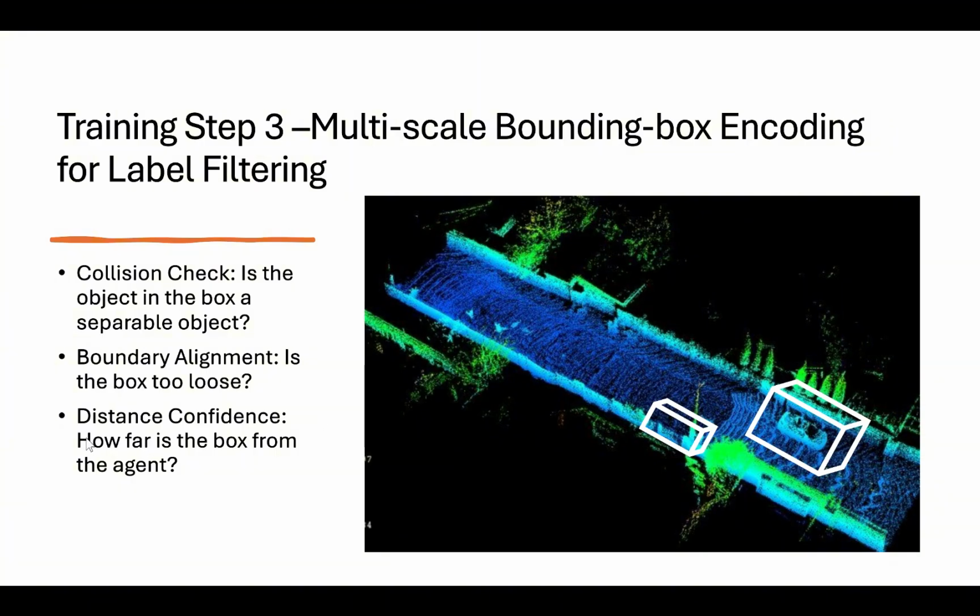The third metric is distance confidence. So in general, if a box is far away from the observer, the confidence level will be lower. So using these 3 metrics, we can filter out bounding boxes with low confidence.